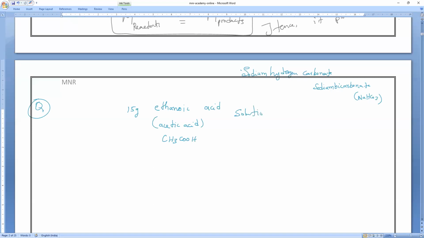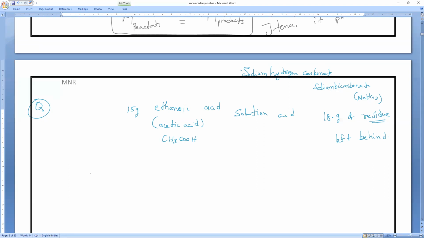15 grams of ethanoic acid solution and 18 grams of residue left behind. Residue means one of the solid waste left behind. Along with that, what came? Carbon dioxide came. That is only what we have to find. Am I right or wrong? Yes, please, all of you.